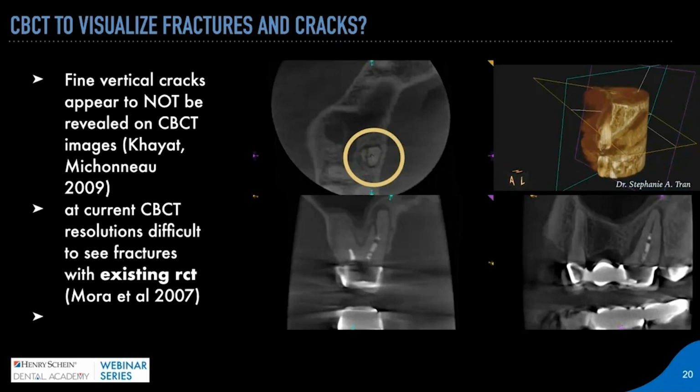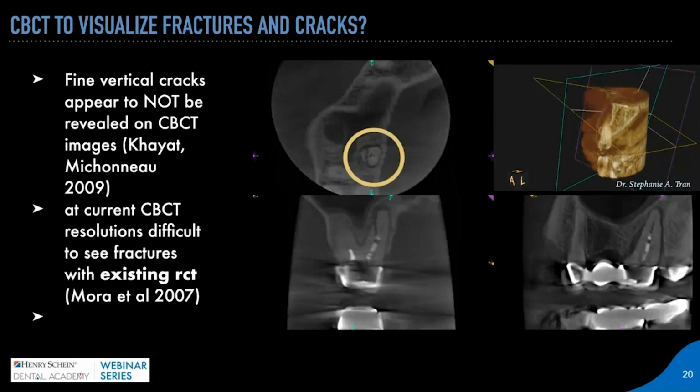But even the best machine is not going to show very, very fine hairline cracks, and that is for several reasons. One, the crack has to be wide enough. There has to be enough negative space in between the two pieces for the crack to even show up on a CBCT. Currently, the existing CBCTs cannot show all cracks.